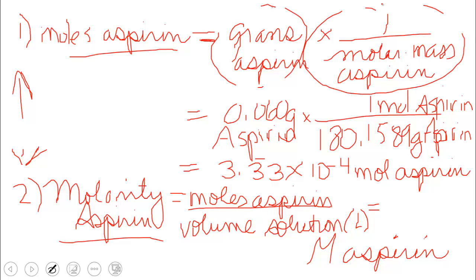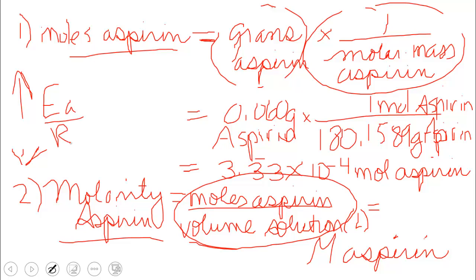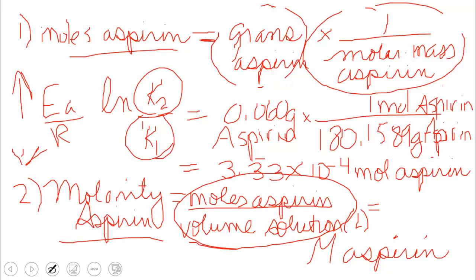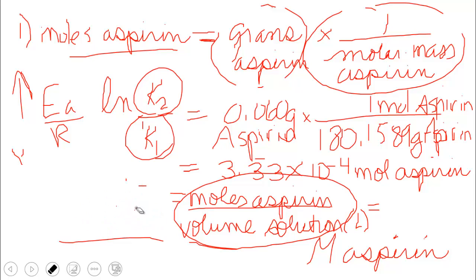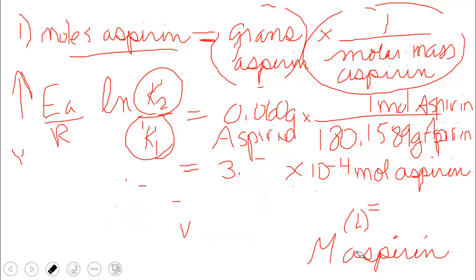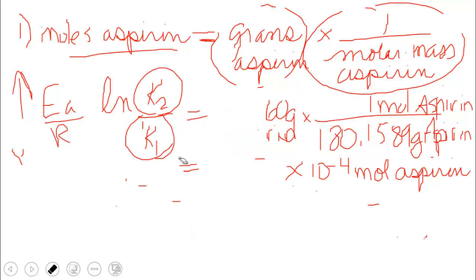Define your variables. In this case, we have variables here. Or if, in our Ea over R, you're going to have to say R is the gas constant, Ea is the activation energy, the ln of k2 over k1. What's k2? What's k1? All of these things need to be defined. And so you can do them as a list. So for example, on the activation energy equation, the Arrhenius equation.